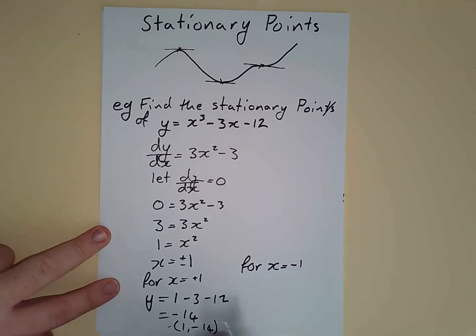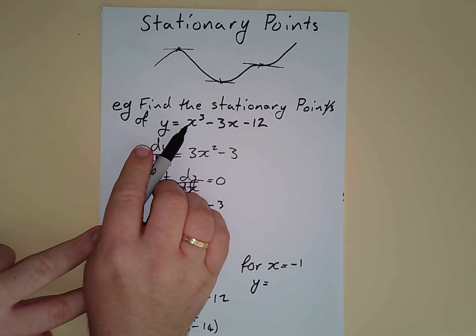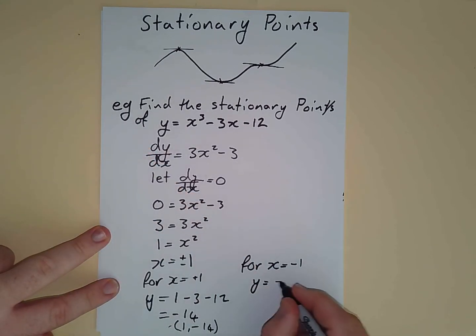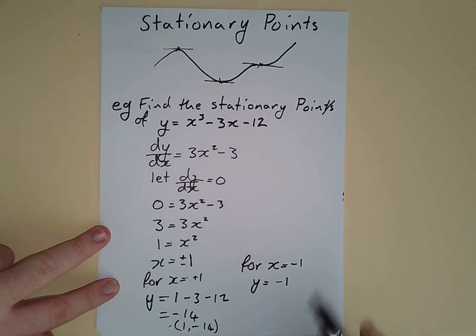minus 1, then I've got y equals minus 1 cubed is going to be minus 1. Minus 3 times minus 1 is plus 3. Minus 12. That looks like now it's going to be minus 10. So the other point is (-1, -10).